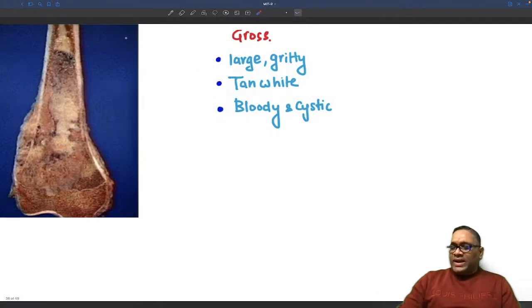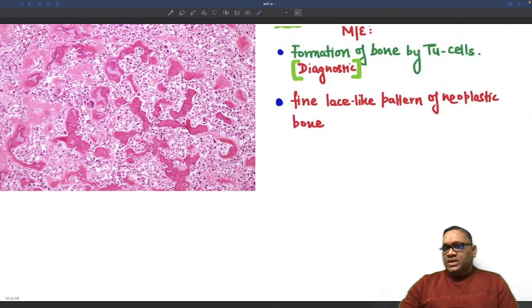And Codman triangle is not diagnostic. It is only suggestive that these are tumors which are going to be more aggressive. So for the gross finding, you are going to see the tumor mass is like this, right? The gross finding will be gritty, large, tan white and bloody cystic, right? And when we take the microscopy, there is formation of new bone by tumor cells, right? And that is the diagnostic finding. And how are the newly formed tumor bones looking?